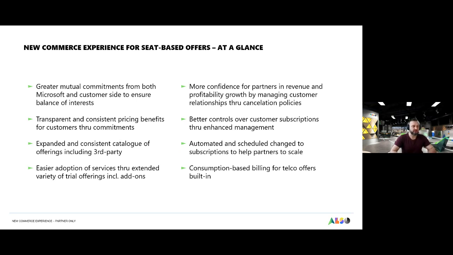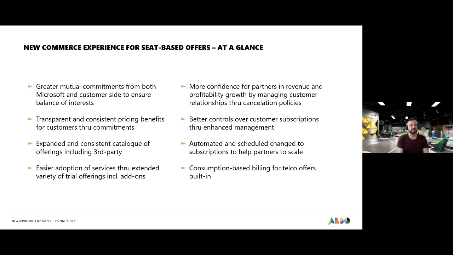Transparency and consistency in pricing benefits. It's also something that is seen that this has to bring more consistency in terms of partners knowing that whatever they offer, any other partner will also have the same model. You won't be afraid that some partners might have bigger discounts in some deals. So the consistency here is very important.